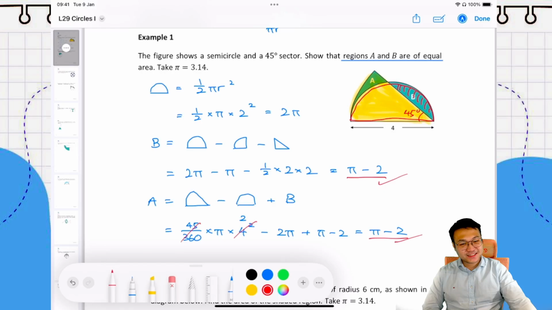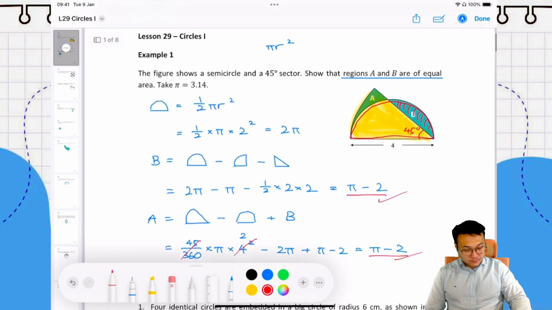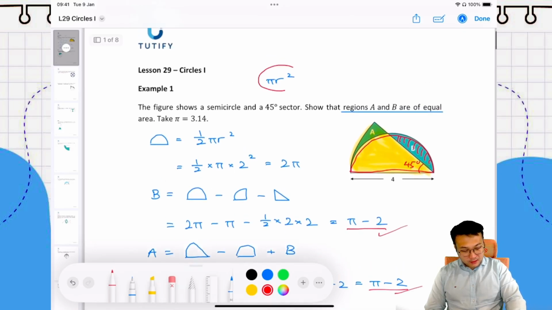Yes, Earn. Why do you take 45 divided by 360? Oh no, you simplify it. No, I'm saying that this whole thing is 1 over 8. No, I mean why do you have to multiply it by pi? Oh, what's the formula? Tell me what's the formula to find the area of a circle. Pi r square. There you go, pi r square.